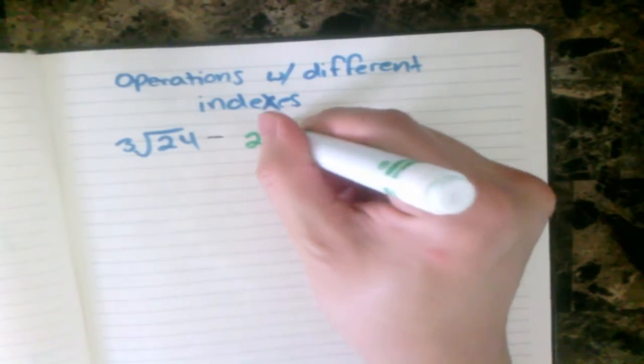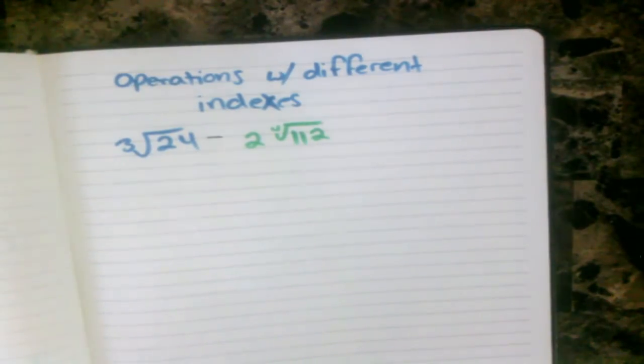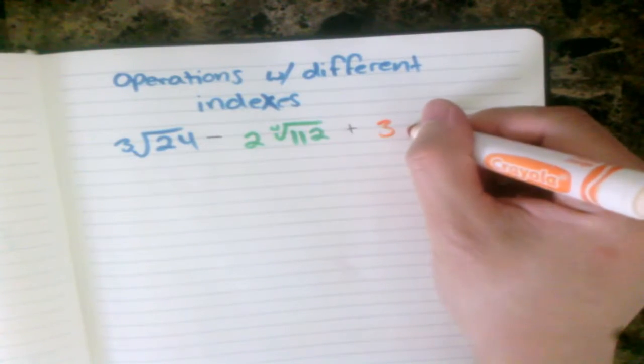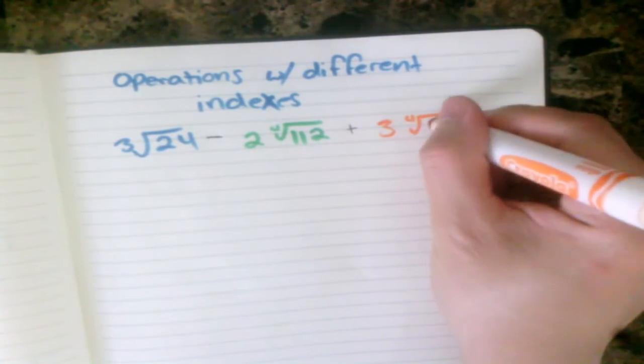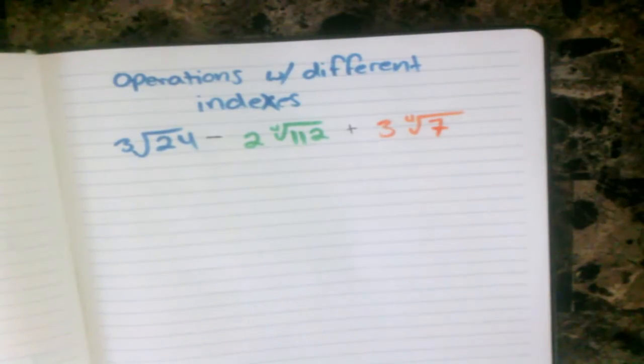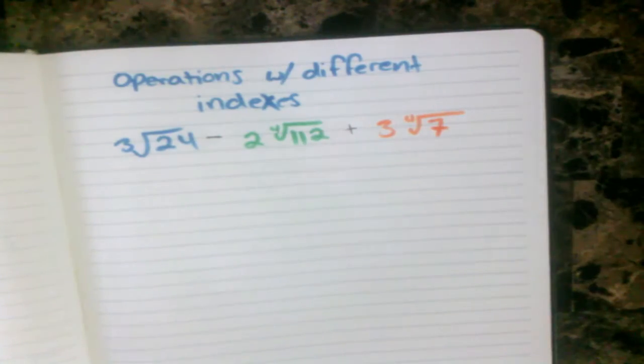The 4th root of 112, and then plus 3 times the 4th root of 7. Okay. Cool. So we've got 3 different parts here. That green is a 4, by the way. And that's a cubed root. So I should probably have made that smaller here. Cubed root. Alright.